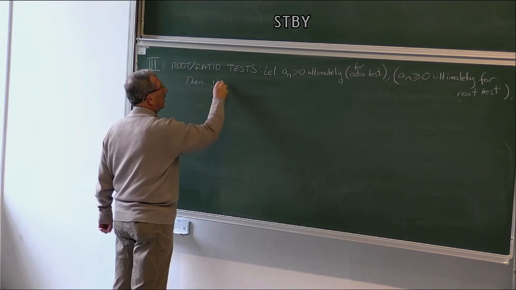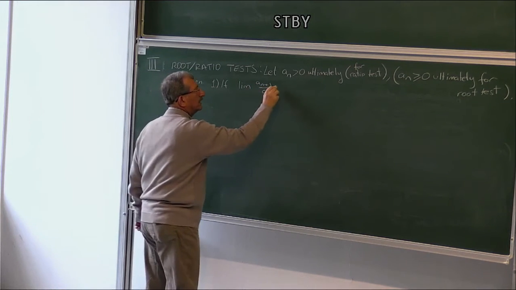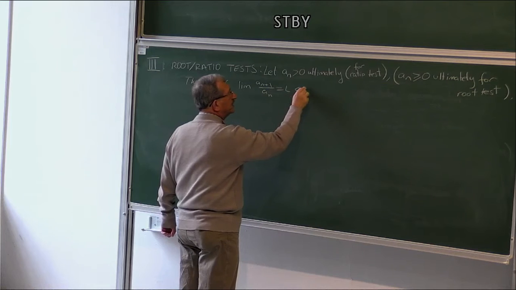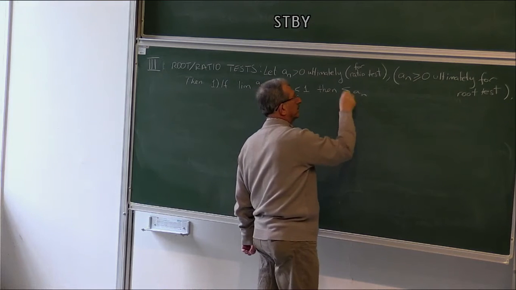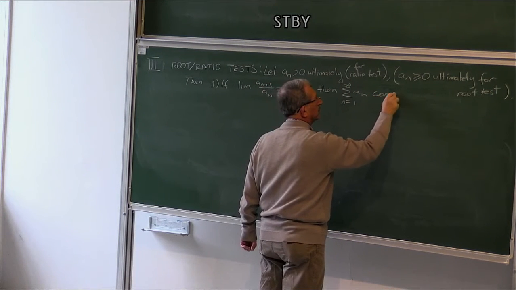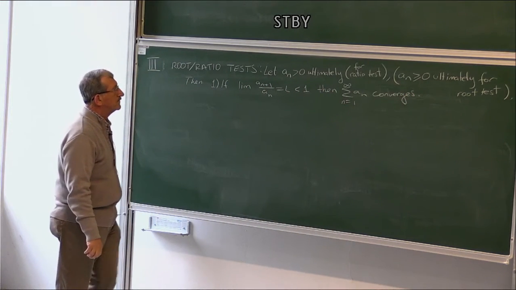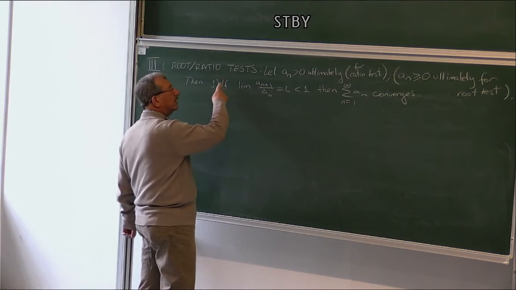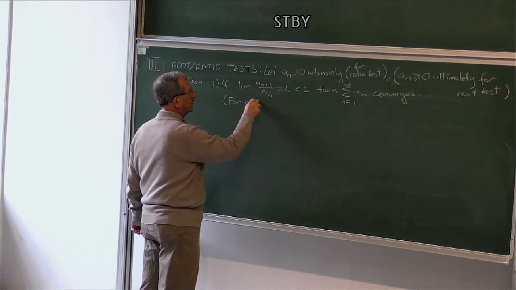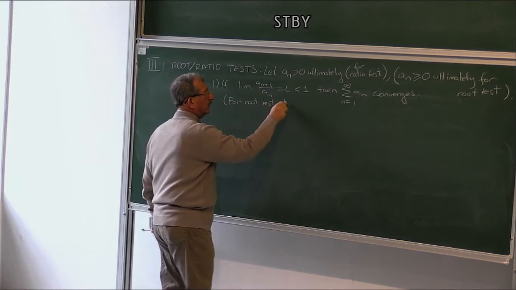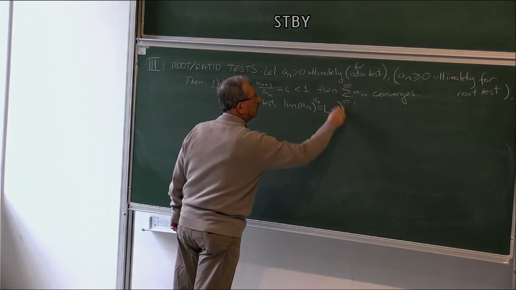One, if the limit of the ratio is L, and it is strictly less than 1, then the series converges. Now, in the root case, you look at the limit of the nth root is L less than 1. The conclusion is the same.